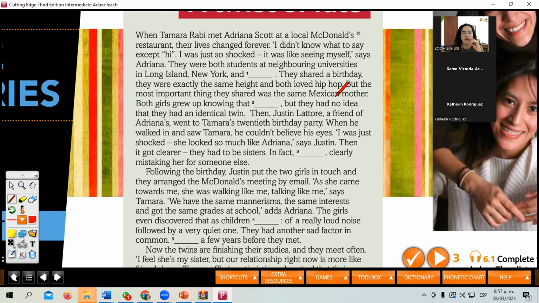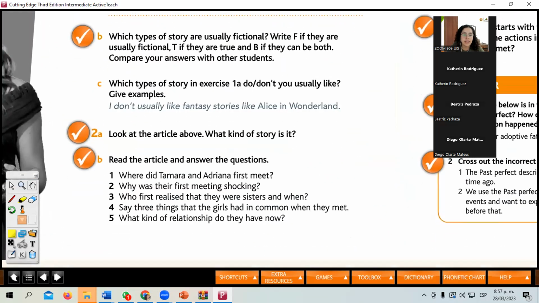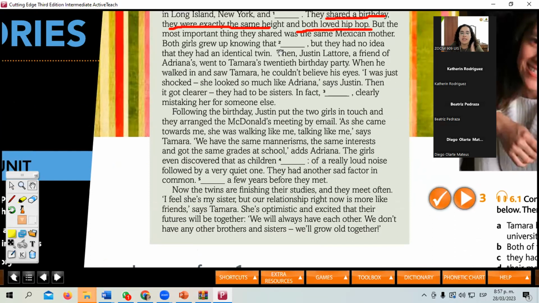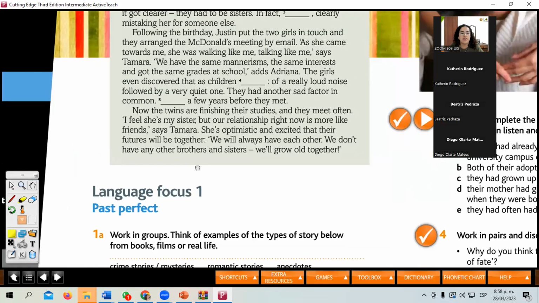Maybe here, right? So we can say they shared the birthday. They were exactly the same height, tenían la misma altura. And they both loved hip hop. So these are the 3 things that they had in common at the beginning. Teacher, is it possible they had the same mannerisms, the same interests, and the same grades at school? Yes, but because the question is at first, cuando se conocieron, estas otras cosas fueron ya después. So the beginning was they shared the birthday, they had the same height, and they love hip hop.